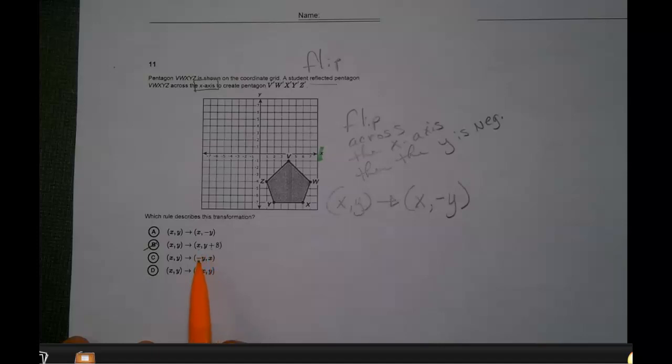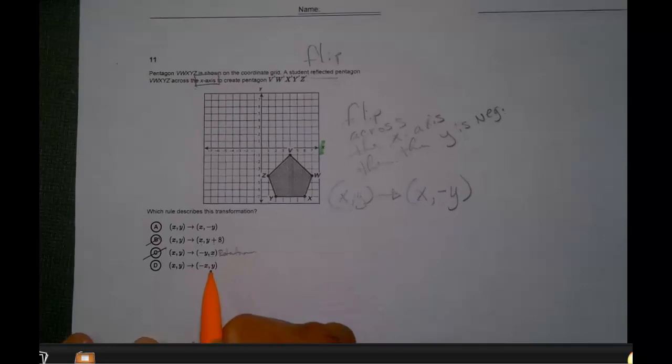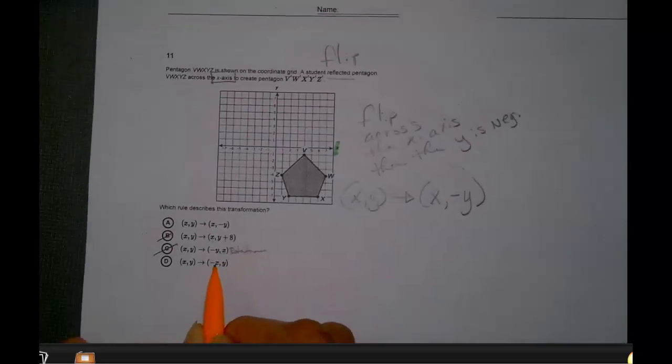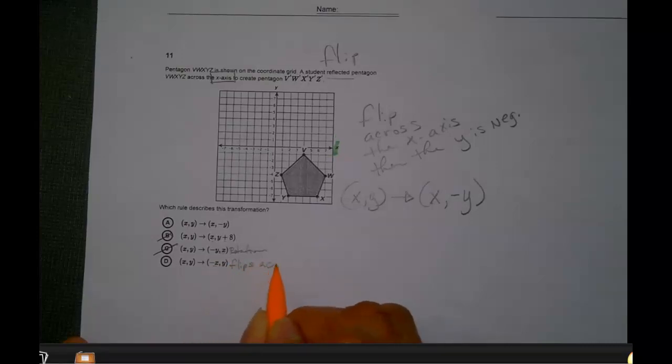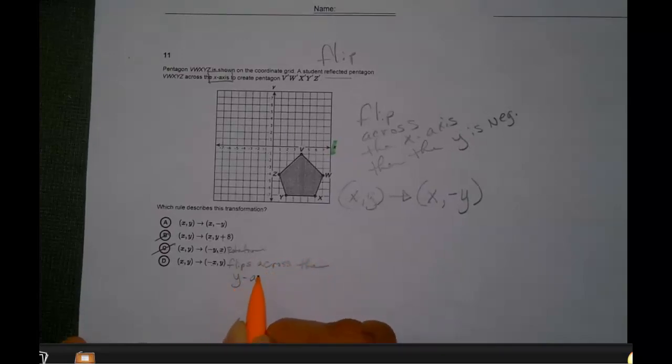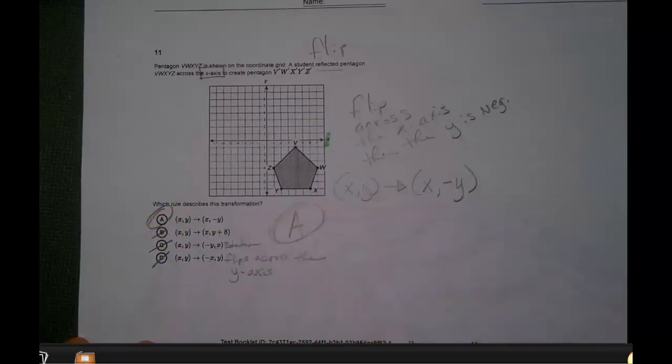Let's look at this one. This is a rotation because your x becomes your y and your y becomes your x. So we know that's out. That's a rotation. And this, if it flips across the x, this right here shows that it's flipping across the y-axis. This would be the formula for the y-axis. So our best answer choice for this one was A.